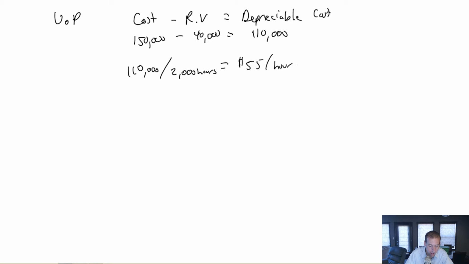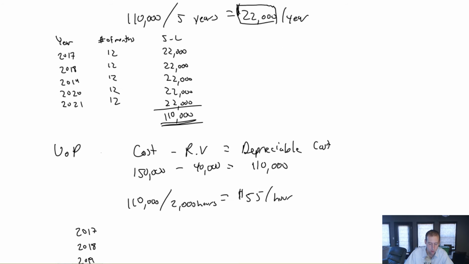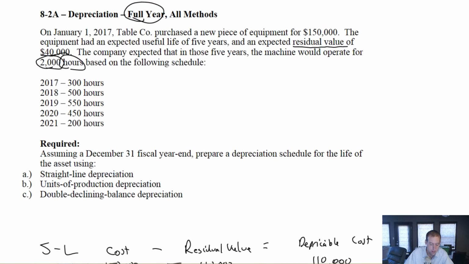Okay, so let's think about our usage then. So similar to what we did with straight line, I'm going to say I own this for the full year of 2017, 2018, 2019, 2020, and 2021. And rather than saying, you know, okay, I own it for 12 months, I want to say how many hours am I expecting to use it? 300, 500, 550, 450, 200.